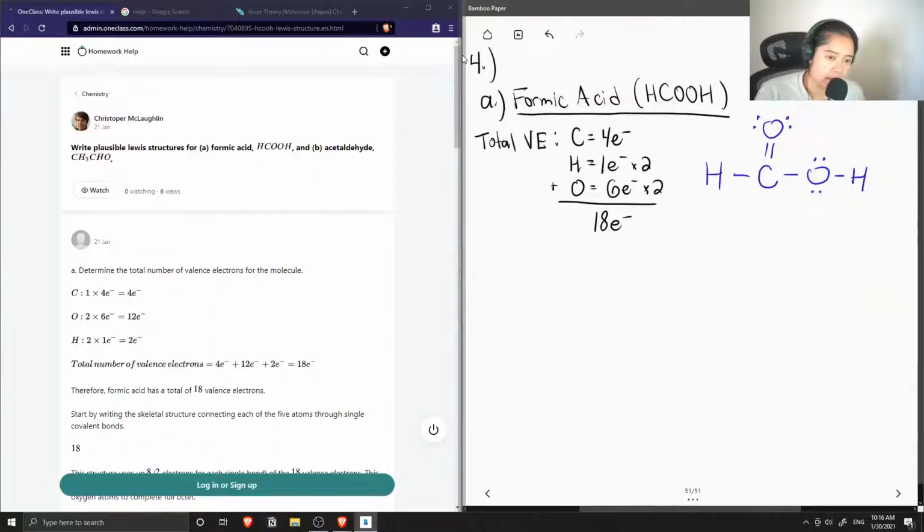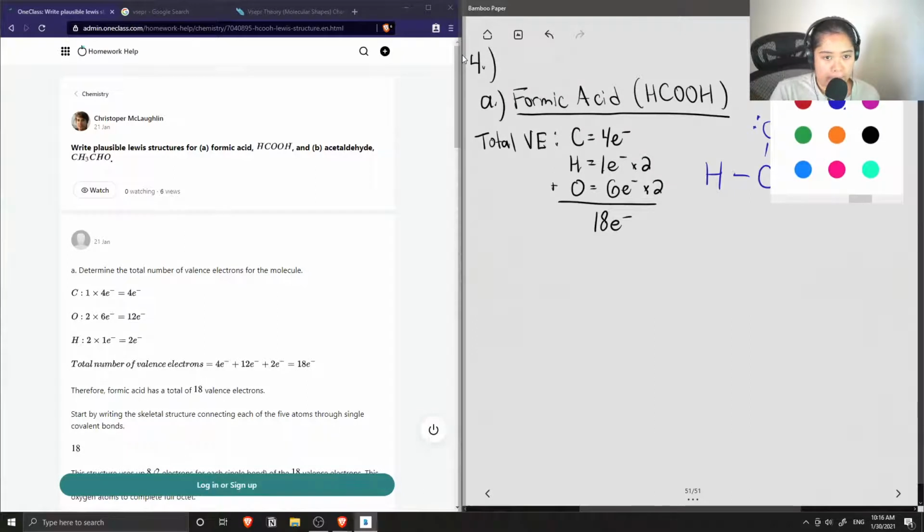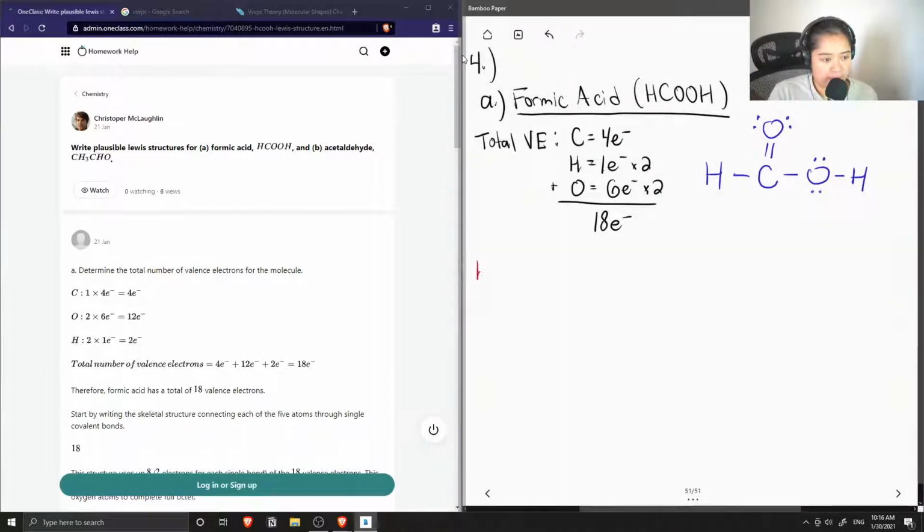Okay, so this is the Lewis structure for formic acid. And now let's do the same thing for acetaldehyde, which is CH3CHO.